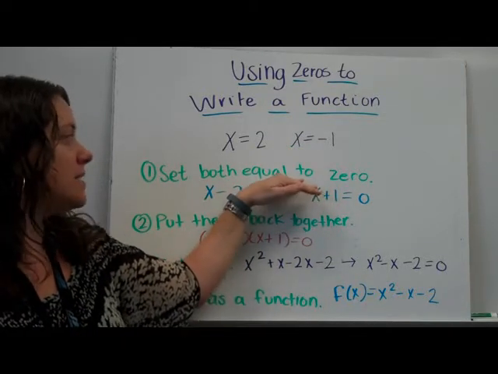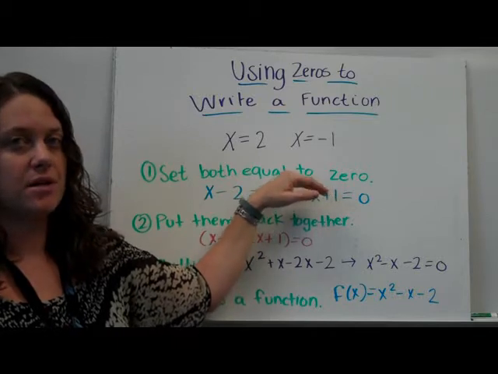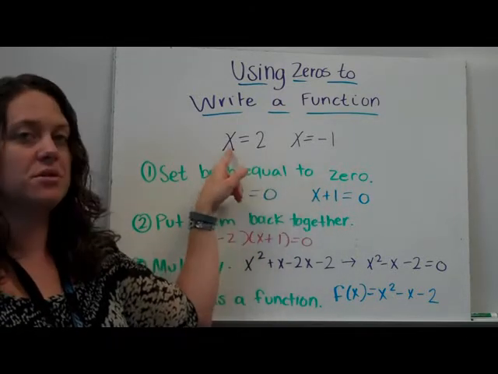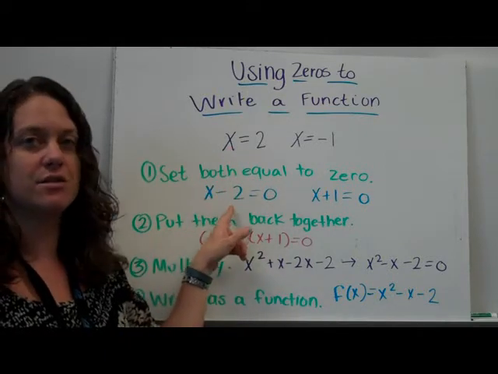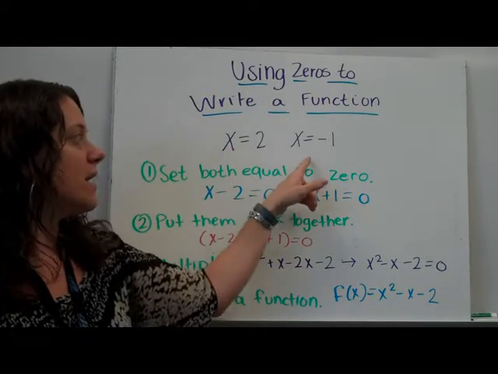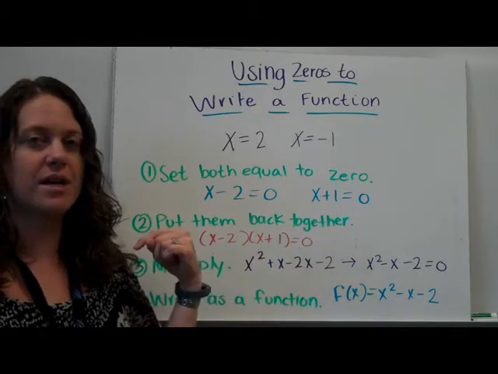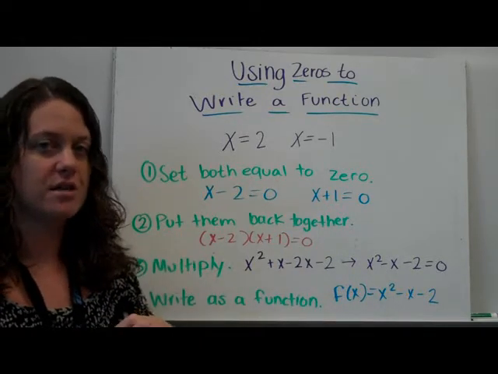X equals 2 and x equals -1. So step 1, set both equal to 0. Okay, so in order to set them both equal to 0, I'm going to have to subtract 2, so I can say x minus 2 equals 0. And then I'm going to add 1, so I can say x plus 1 equals 0. So it's kind of like I'm unsolving the equation.